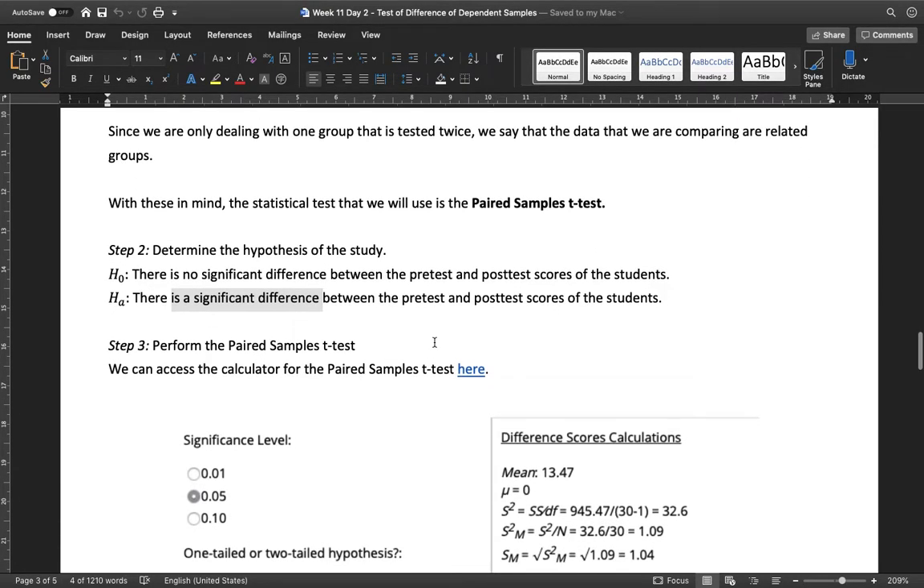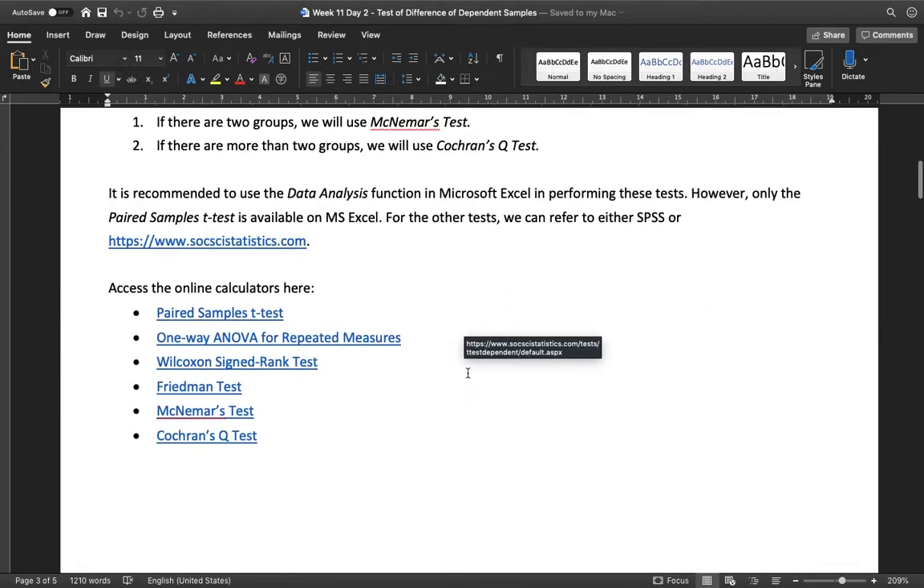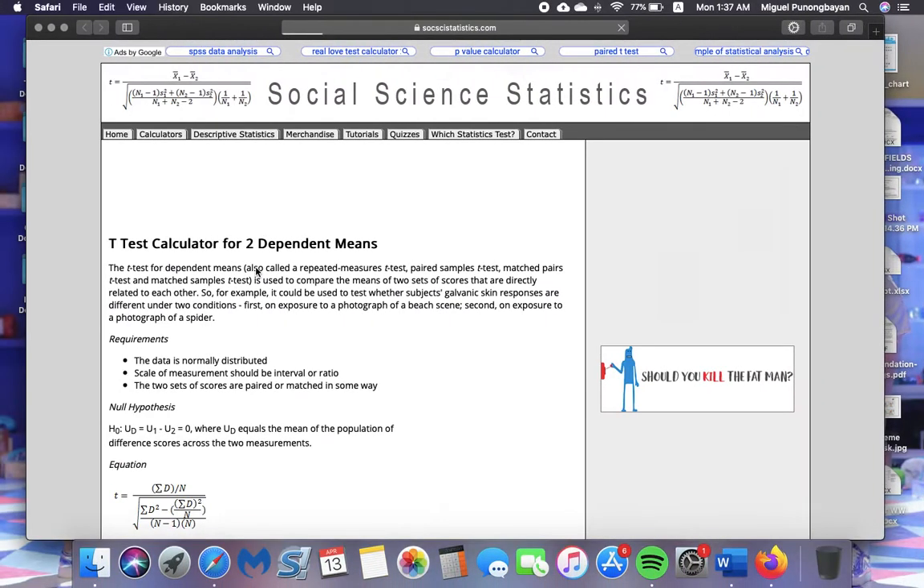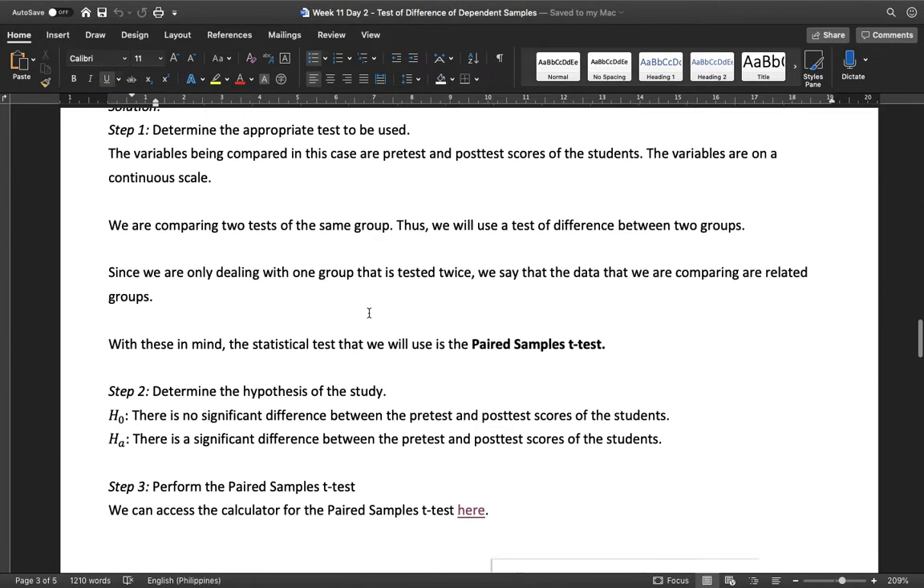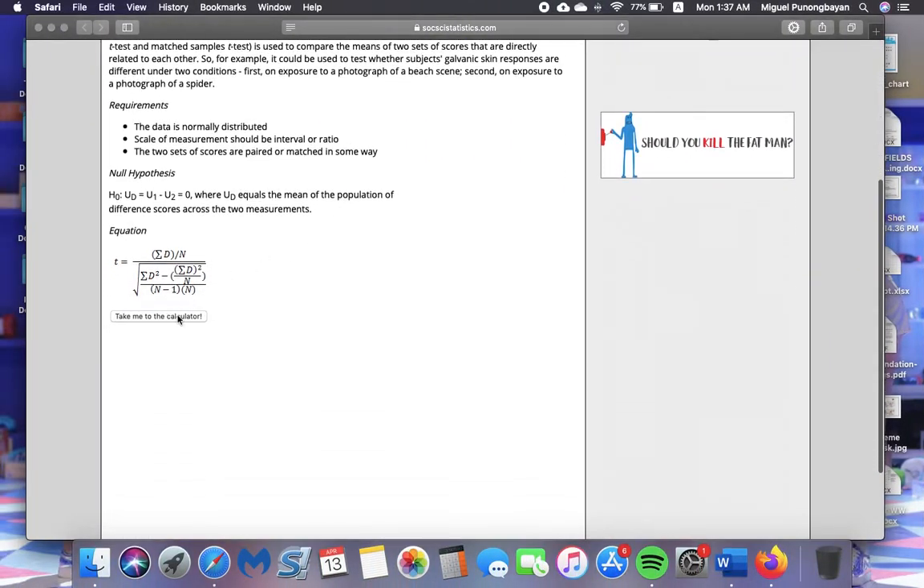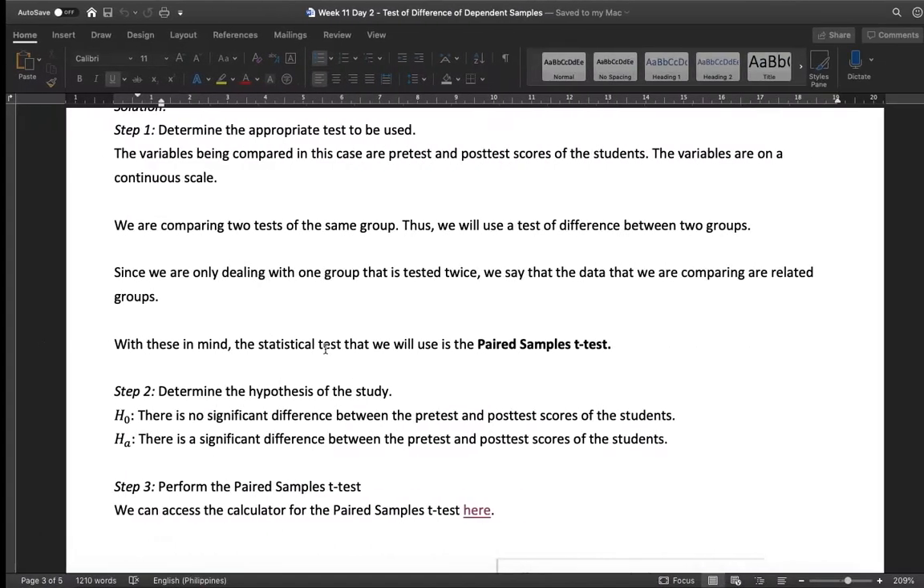So, access natin calculator right here. Same lang naman na calculator to, okay? So, paired sample t-test, yan pa rin naman. Iisa lang naman sila, okay? Ayun. So, let's have this calculator here. Take me to the calculator. Input the data. And let's compare.